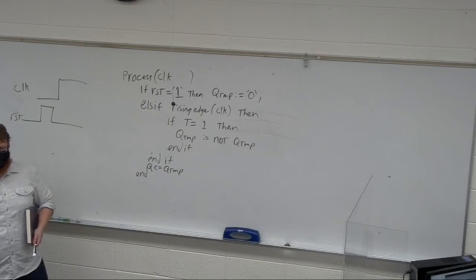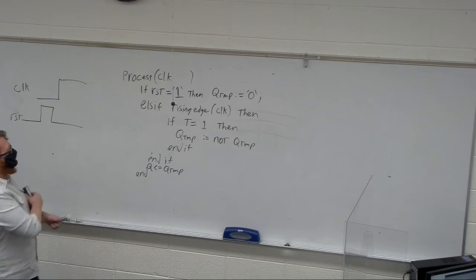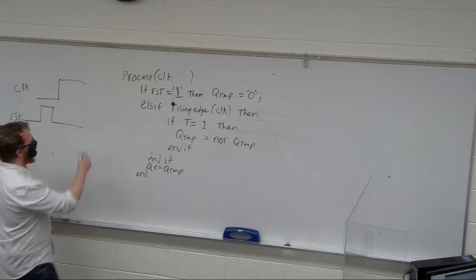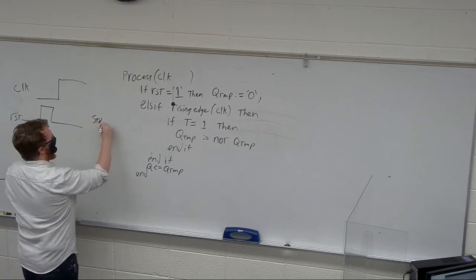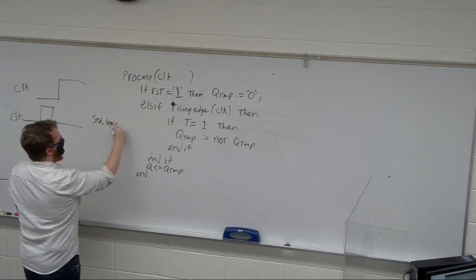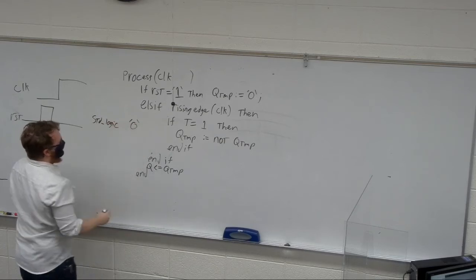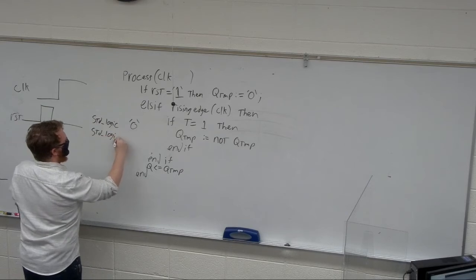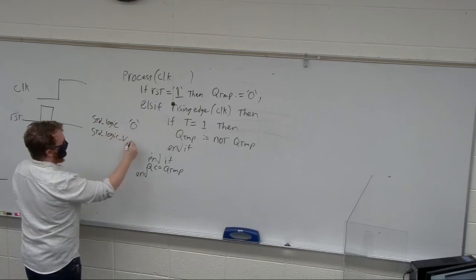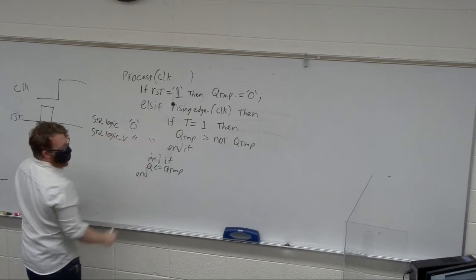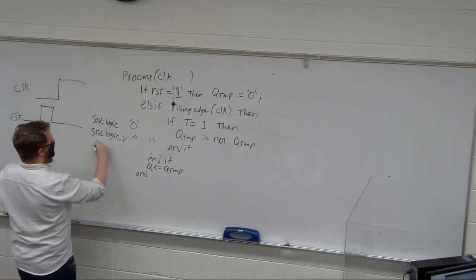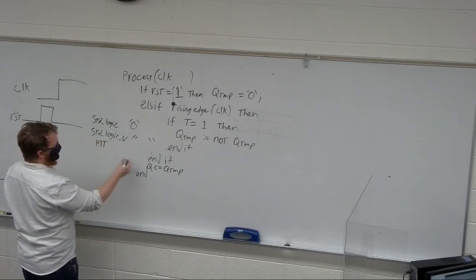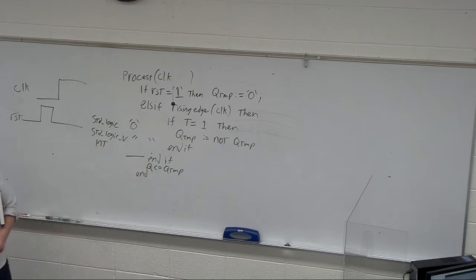I know that with integer, you don't use any quotation marks at all. Yes. So the big three that you should know: integer is nothing, standard logic is apostrophes, and standard logic vector, I'm just going to write V for vector, is quotes. Those are your big three.